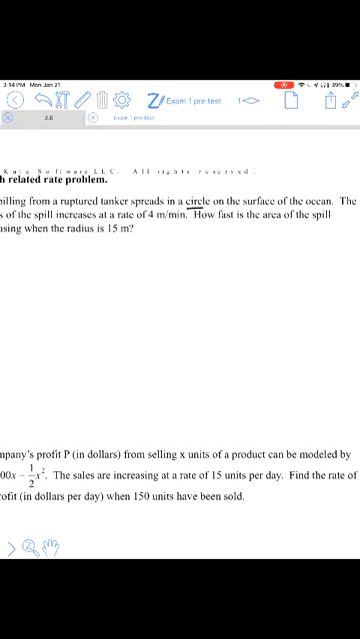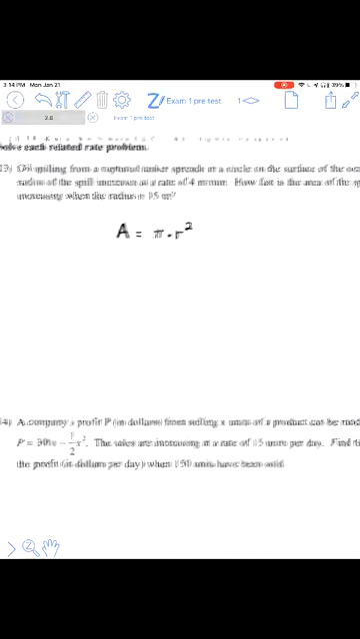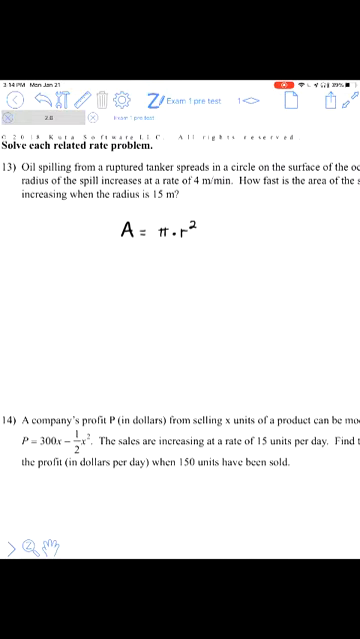The area spreads in a circle, so the area of a circle is pi times r squared. And it wants how fast the area is increasing with respect to time in meters per minute. This is the rate we're going to be comparing, meters per minute. Minute is a measurement of time, so when we differentiate, we know that we're differentiating with respect to time because this is per minute. That's really important.